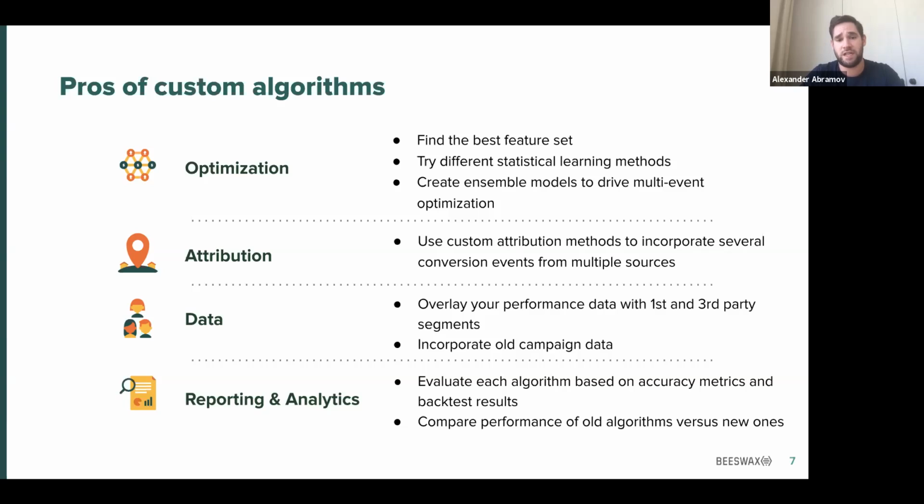And last but not least, you can create ensemble models, right, to drive multi-event optimization. So as you know, throughout the life cycle of a performance campaign, hopefully you accumulate more and more conversion signals for lower funnel events, right, as you optimize the campaign and spend more money, right? So you don't need to have a model that optimizes for a single step within the funnel, right?